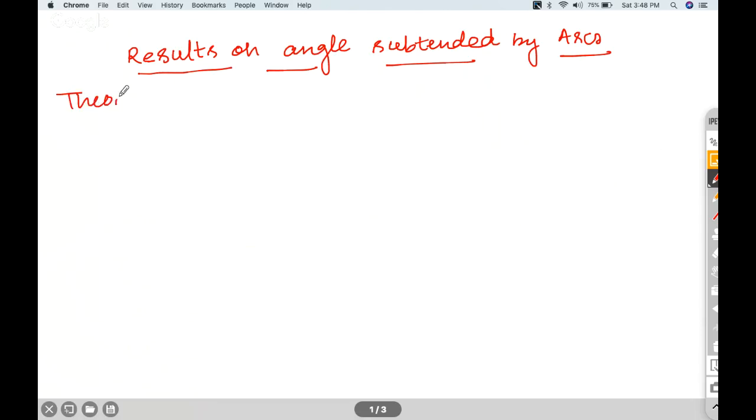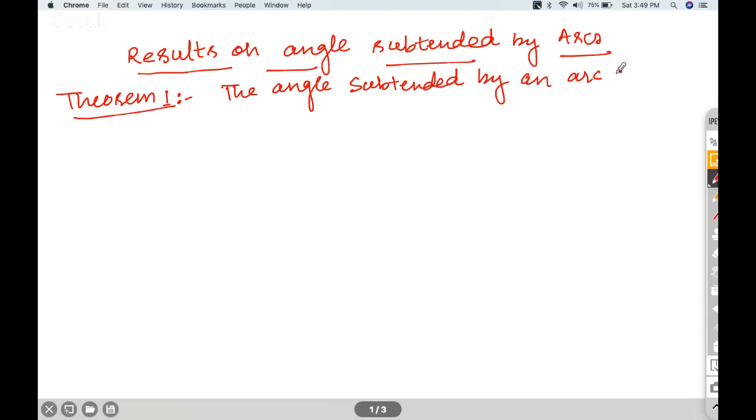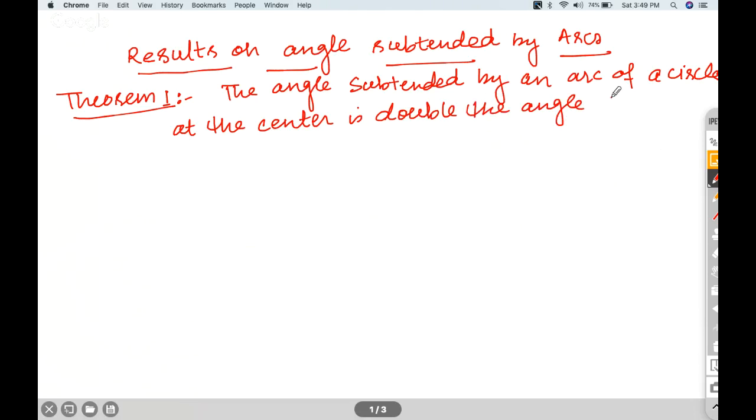So I am taking the first theorem in it. And the first theorem is: the angle subtended by an arc of a circle at the center is double the angle subtended by it at any point on the remaining part of the circle.